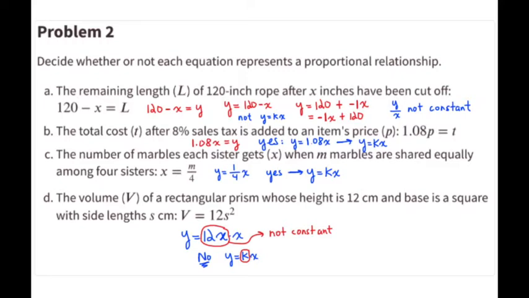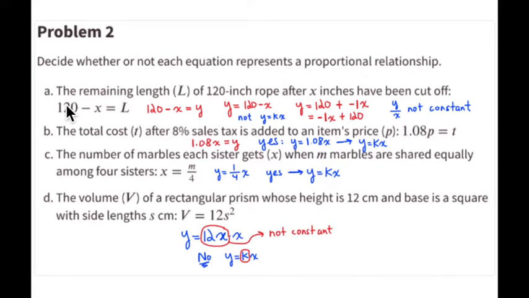This is problem number 2. Decide whether or not each equation represents a proportional relationship. Here are the equations, and we're going to figure out whether or not each represents a proportional relationship by changing the form of the equation to see if I can get it into the form y equals kx. If I can, then it is a proportional relationship. That would mean that y changes in a constant way compared to x, just by multiplying by the value of k. If I cannot do that, then it is not a proportional relationship.